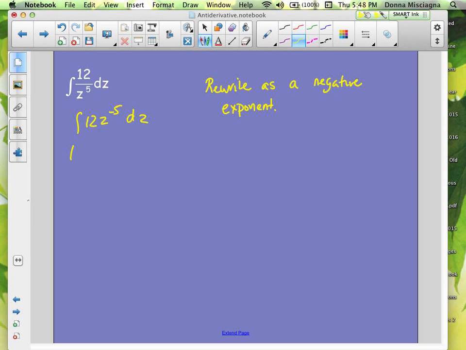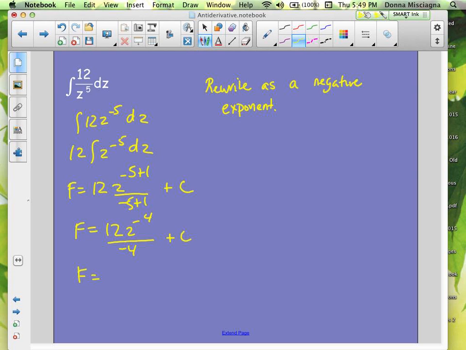You can factor out the constant multiple, so that's now z to the negative 5 dz, and it would be the power rule. So it would be 12 times z to the negative 5 plus 1 divided by negative 5 plus 1 plus c, which is 12z to the negative 4 divided by negative 4. So final answer would be negative 3 over z to the 4th plus c. We should simplify the negative exponent at the end there. Okay. We take the derivative of that, and we will indeed have 12 over z to the 5th as our derivative. Okay.